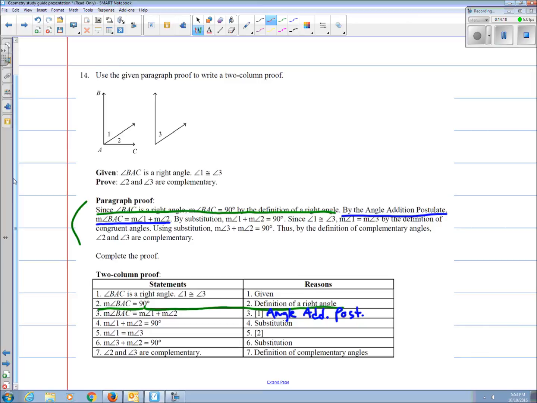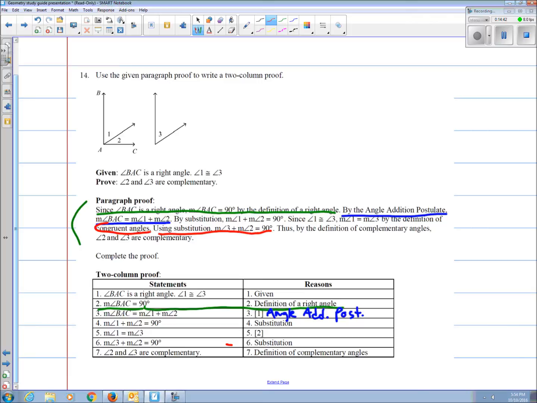Then it says by substitution, the measure of angle 1 plus the measure of angle 2 equals 90. And since those two are congruent to each other, by definition of congruent angles, you can say that the measures are equal to each other. So now we're down to here. Using substitution, the measure of angle 3 plus the measure of angle 2 is equal to 90. So that's this step, but I just kind of passed it.